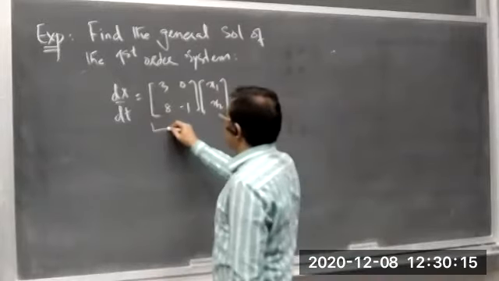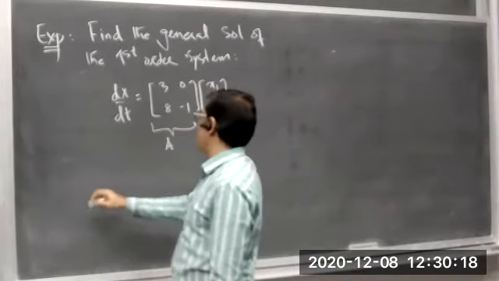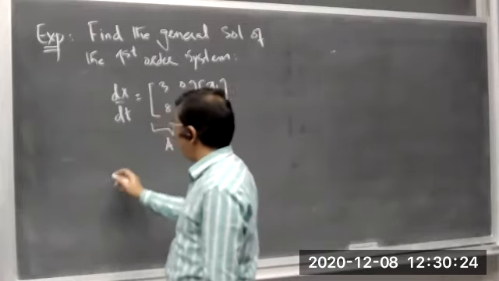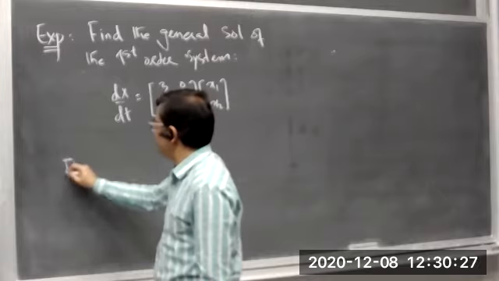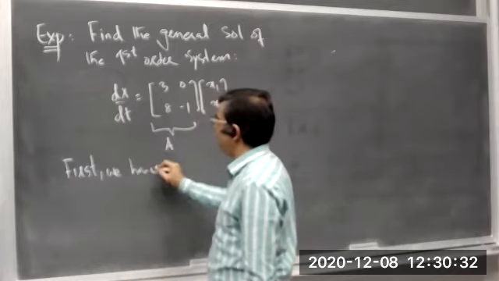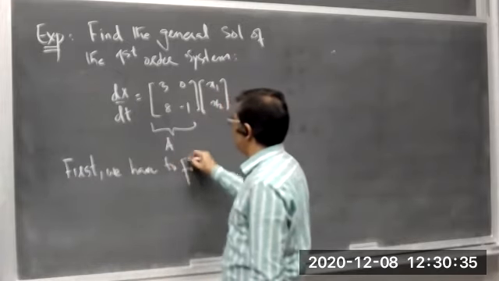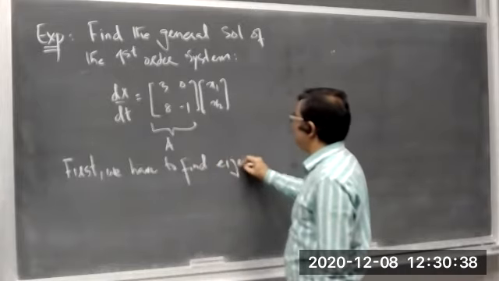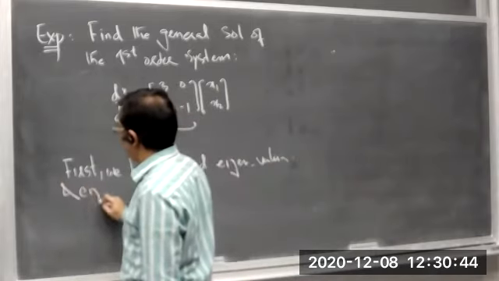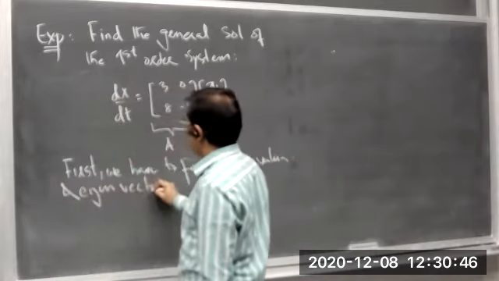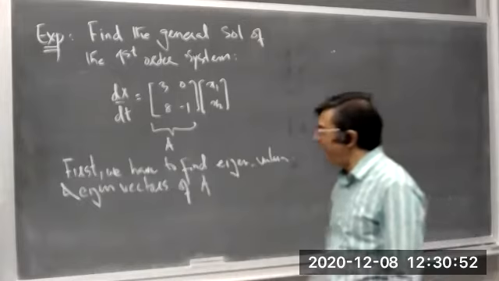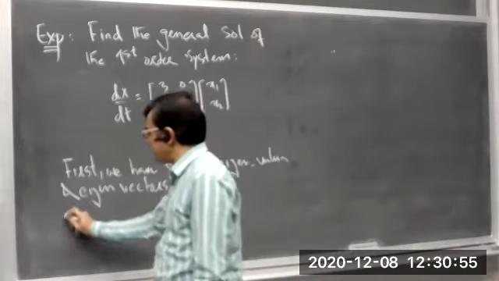What is the matrix? This is your matrix A, and first we have to find its eigenvalues and eigenvectors, of the coefficient matrix A. How can we find them? First, we write the characteristic equation.